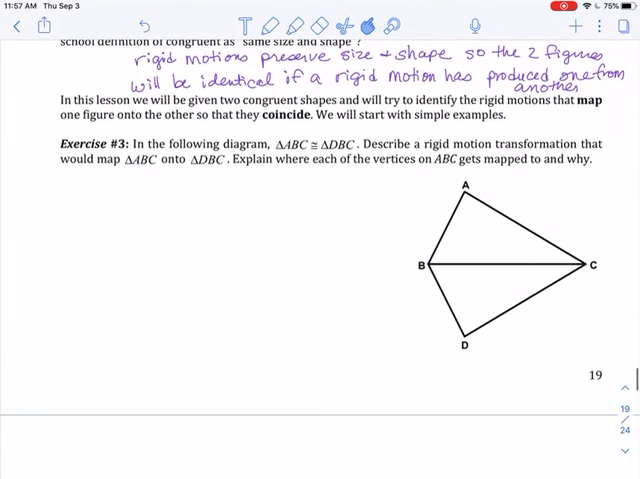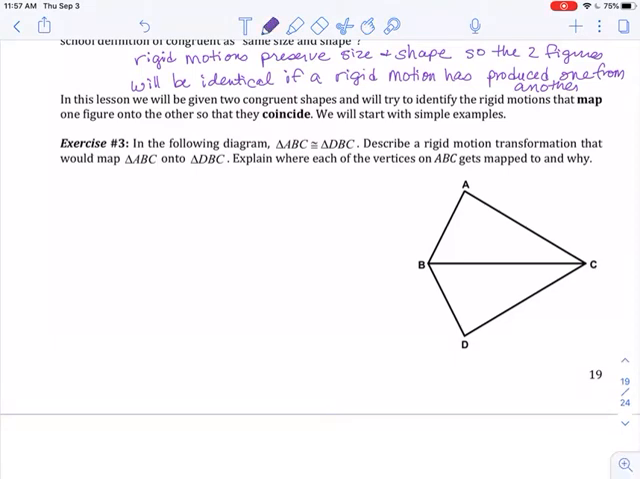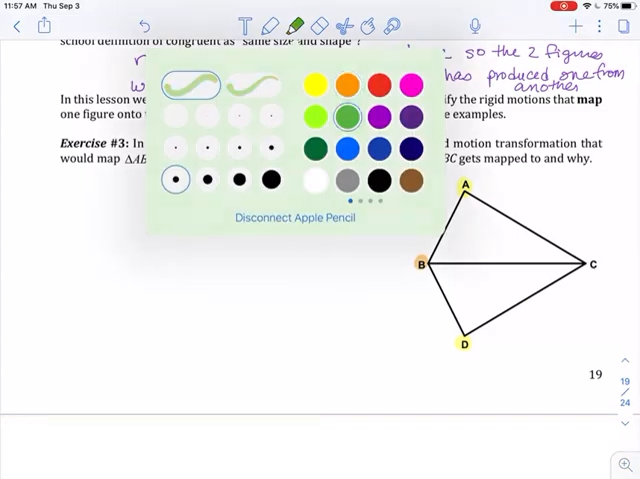So the first one's actually pretty easy. In the following diagram, triangle ABC is congruent to triangle DBC. Describe a rigid motion transformation that would map ABC onto DBC. Explain where each of the vertices on ABC get mapped to and why. So remember, I told you the order of the letters tells you what matches up with what. So the A is matching up with the D. Let me get a different color here. The B is matching up with the B, and the C is matching up with the C.